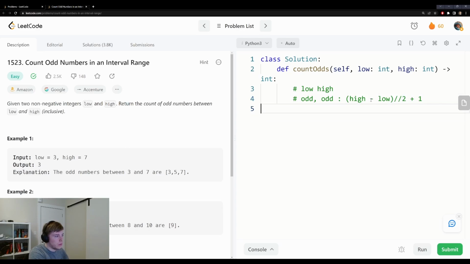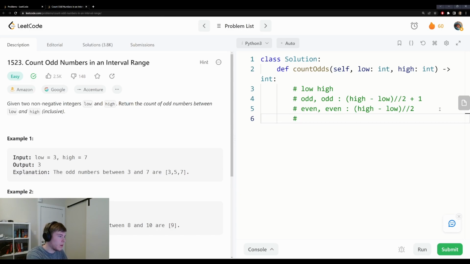Next case is, let's say, we have even on both ends. It seems to be, low is 8, high is 10. So in this case, we get high minus low divided by 2. Well, that's just 2 divided by 2, which is 1. That seems to already be the solution.